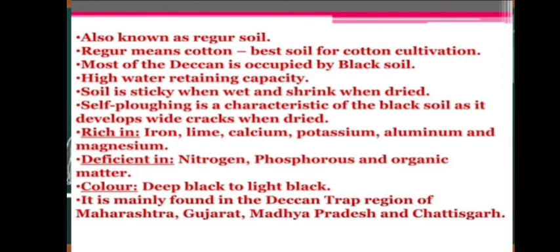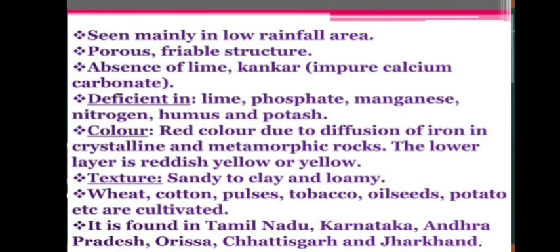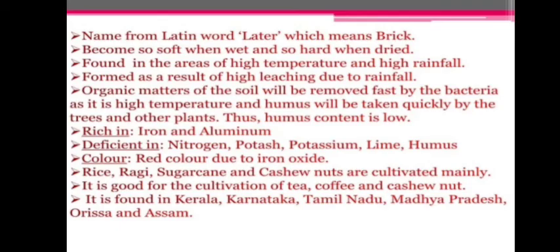We came to know that it is also known as regur soil. Why is it called regur? Because it is good for cotton, and regur means cotton. After that we studied red soil. We came to know that because of iron oxide it is red in color. After that we studied laterite soil, and we came to know that when wet it is soft, and when dried up it is the hardest one.